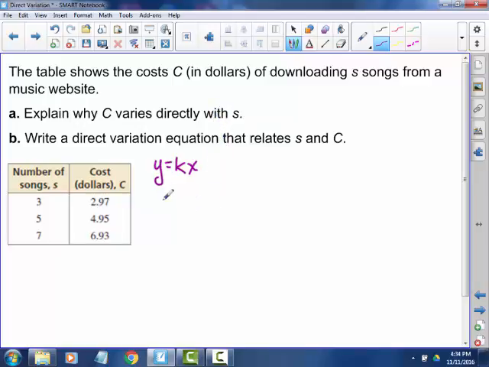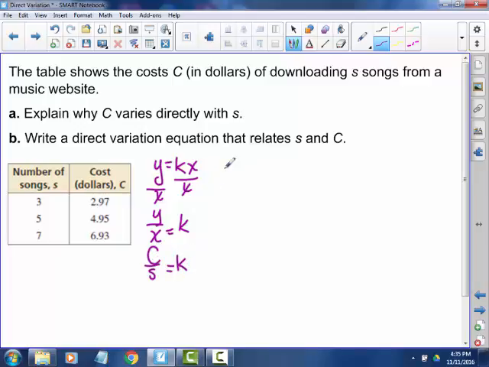Okay, so another way to look at that, though, is since I have C and S and I don't have k, I could rewrite this equation by dividing both sides by x, and then I know that y over x is equal to k. So if every pair here gives me the same k value, then I would know that C is varying directly with S. Okay? So in this instance, since we're looking at C and S, C over S is going to give us our k value.